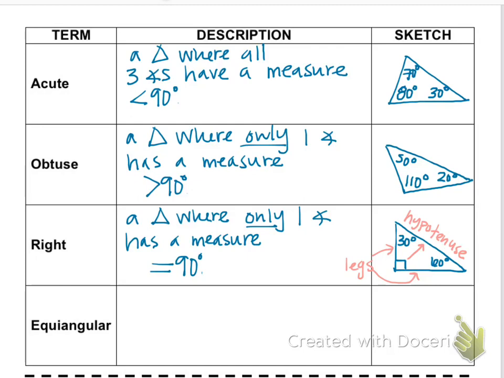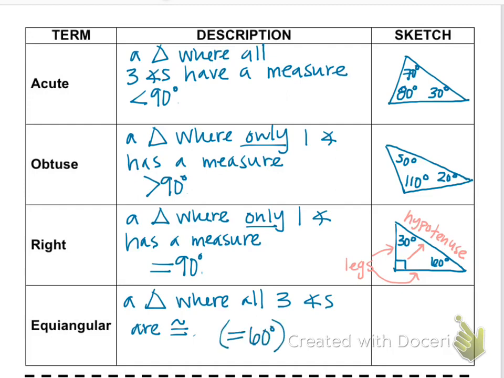The last type of triangle we can have when we classify by angle measures is equiangular. This is a triangle where all 3 angles are congruent. If you think about it, if they all have the exact same measure and they have to add up to 180, if you divide 180 by 3, that means they all have to equal 60 degrees. So if we were to sketch an equiangular triangle, all 3 of these angles would be equal and they would all be 60 degrees.